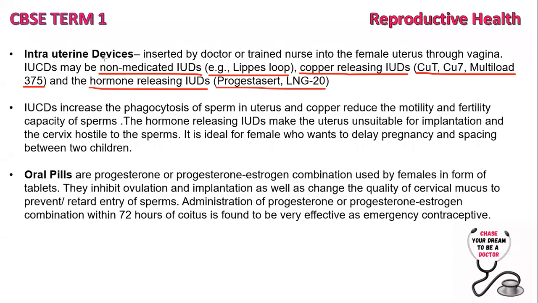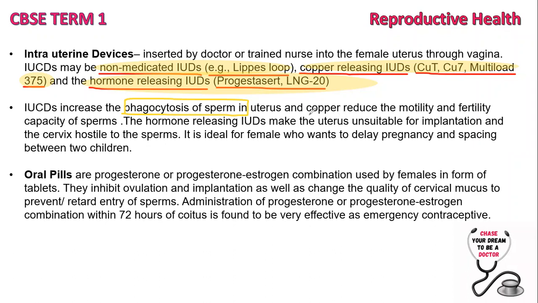So don't forget: non-medicated IUDs, Lippes loop; copper releasing IUDs, copper T, copper 7, Multiload 375; and the hormone releasing IUDs, progesterone or LNG-20. And what is the function? IUDs increase the phagocytosis of the sperm inside the uterus.